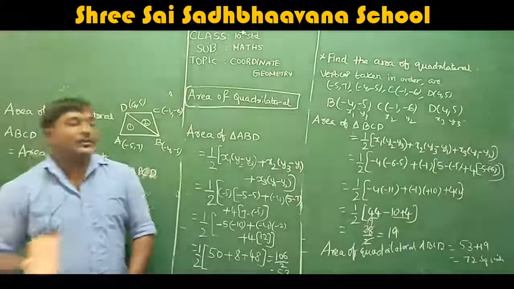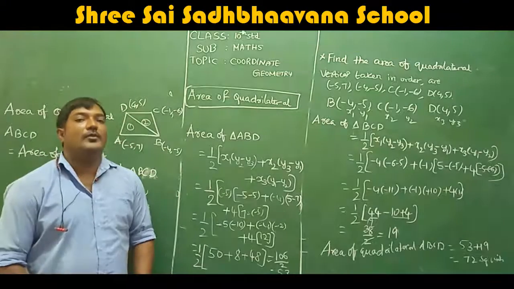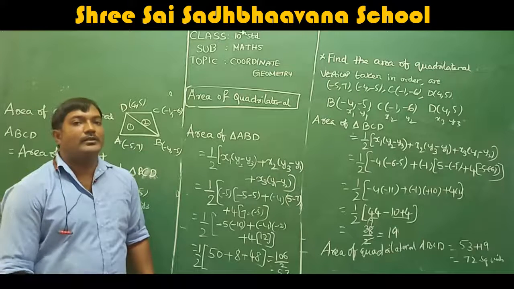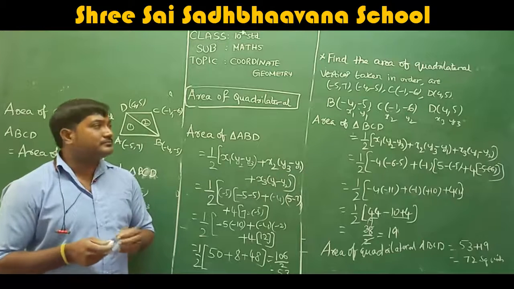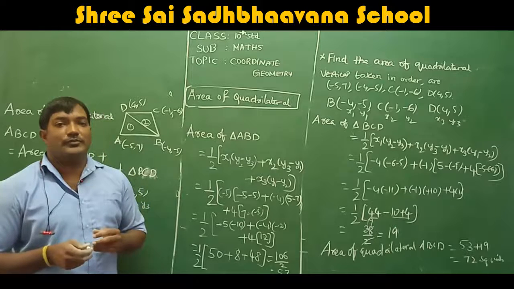72 square units, you can write units square or square units. So this is how you have to do it. I hope you understood. This is also very important from an examination point of view.